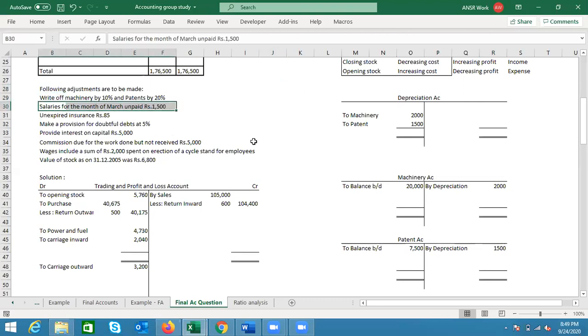Salaries for the month of March, unpaid 1,500. I've analyzed this so many times, and I'm repeating that logic again so that you'll also remember, because this language is very new for you guys. It means that salary outstanding is 1,500. We are supposed to pay salary of 1,500, but we have not paid it. Now, tell me, what is the entry? Salaries and salaries payable? Which one is debited and which one is credited? Salary payable debit to salary account.